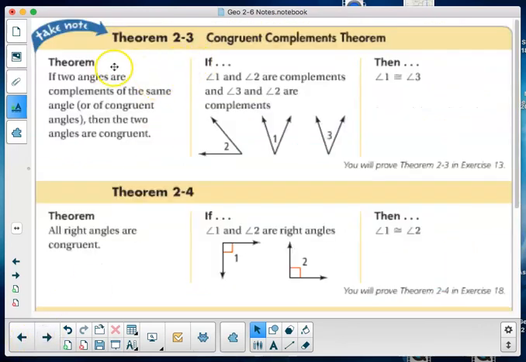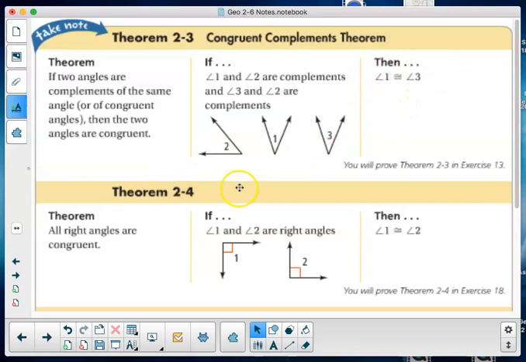Now, just like congruent supplements, we have the congruent complements theorem. If two angles are complements of the same angle or of congruent angles, then the two angles are congruent. If angle 1 and angle 2 are complements, and angle 3 and angle 2 are complements, so angle 1 and 2 add to 90, angle 3 and 2 add to 90. Just like I mentioned with congruent supplements, say this was, I don't know, 40 degrees. Then 1's got to be 50 degrees, and 3's got to be 50 as well. So they must be the same measure and therefore congruent.